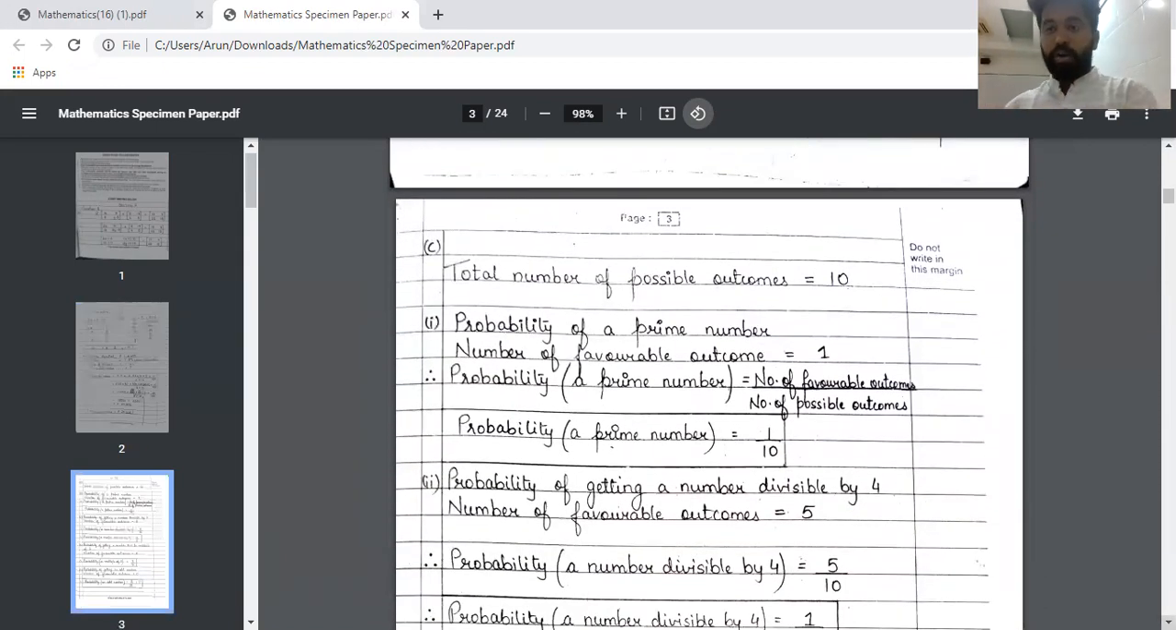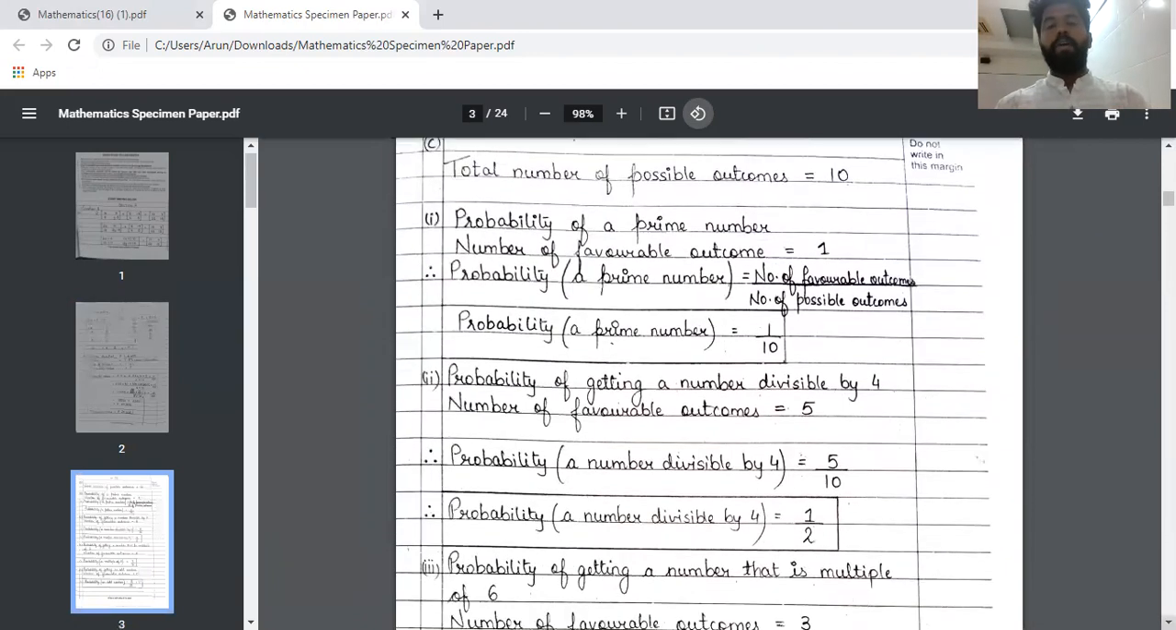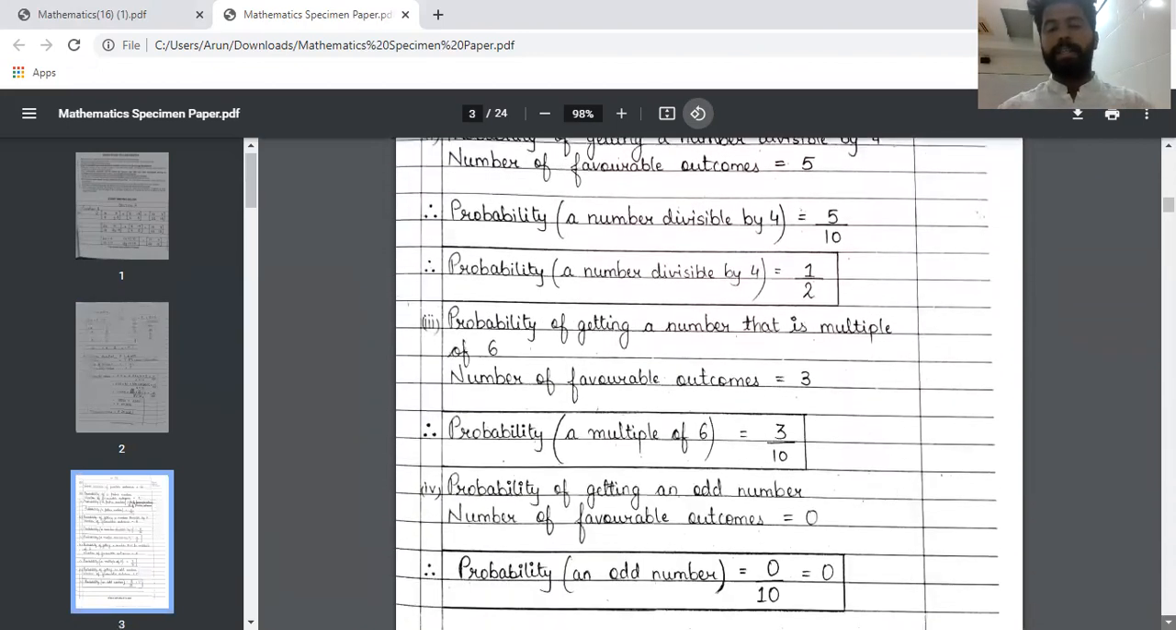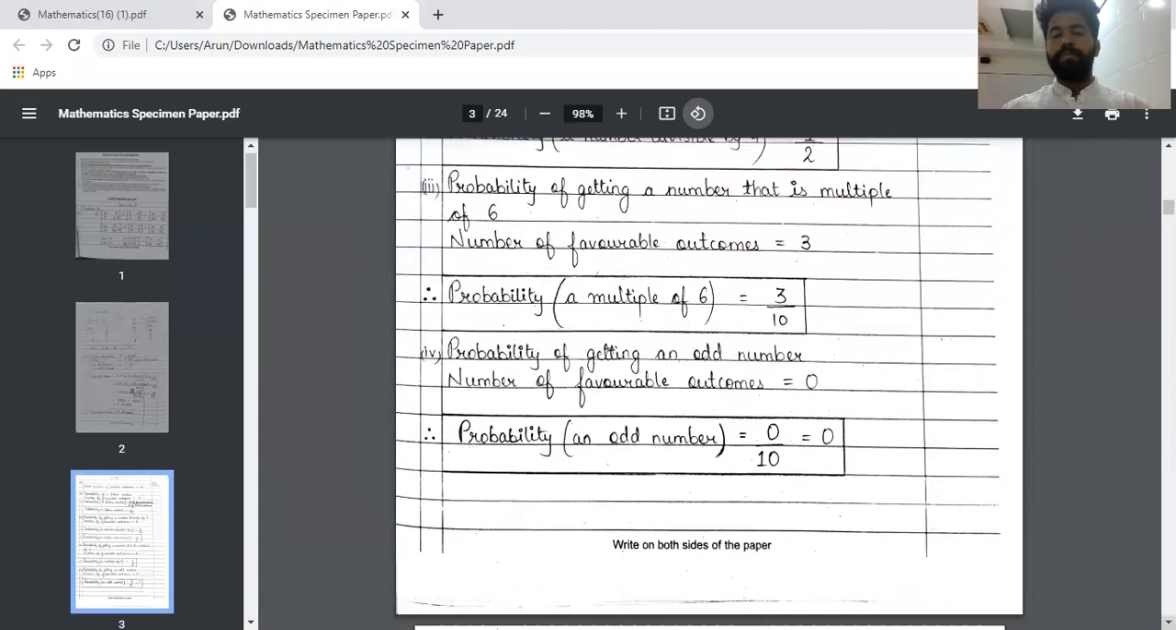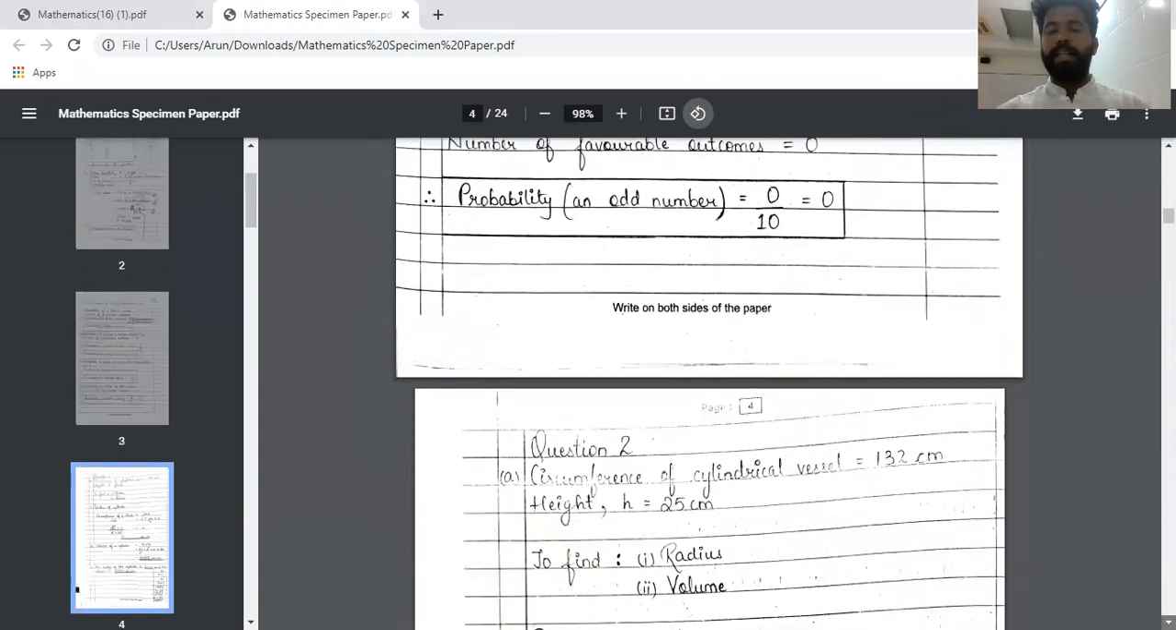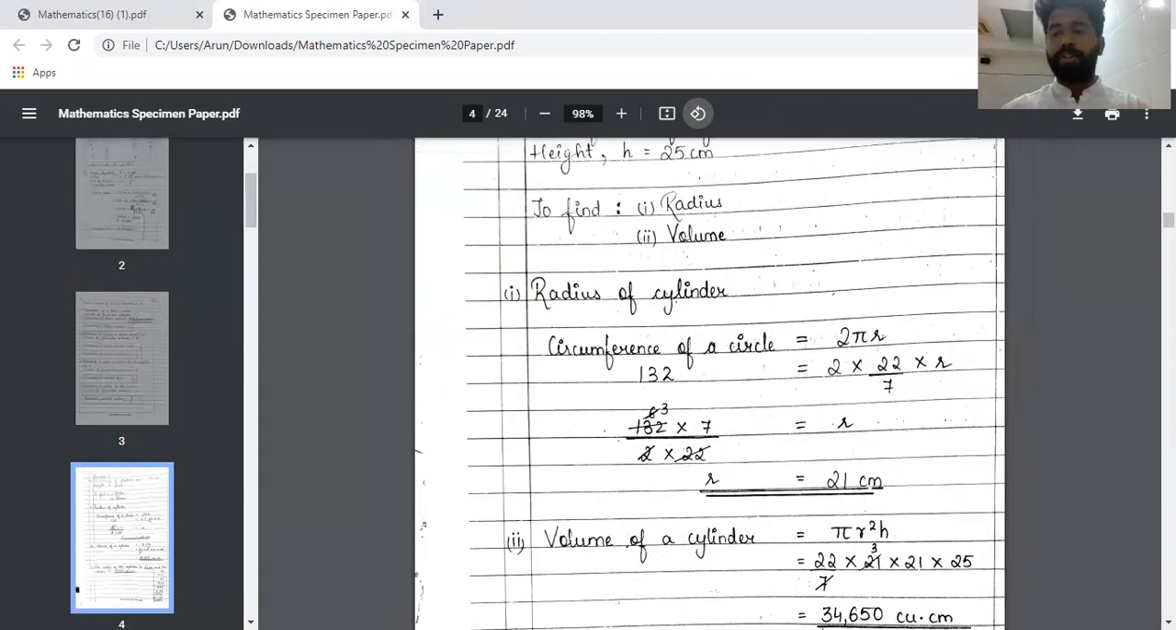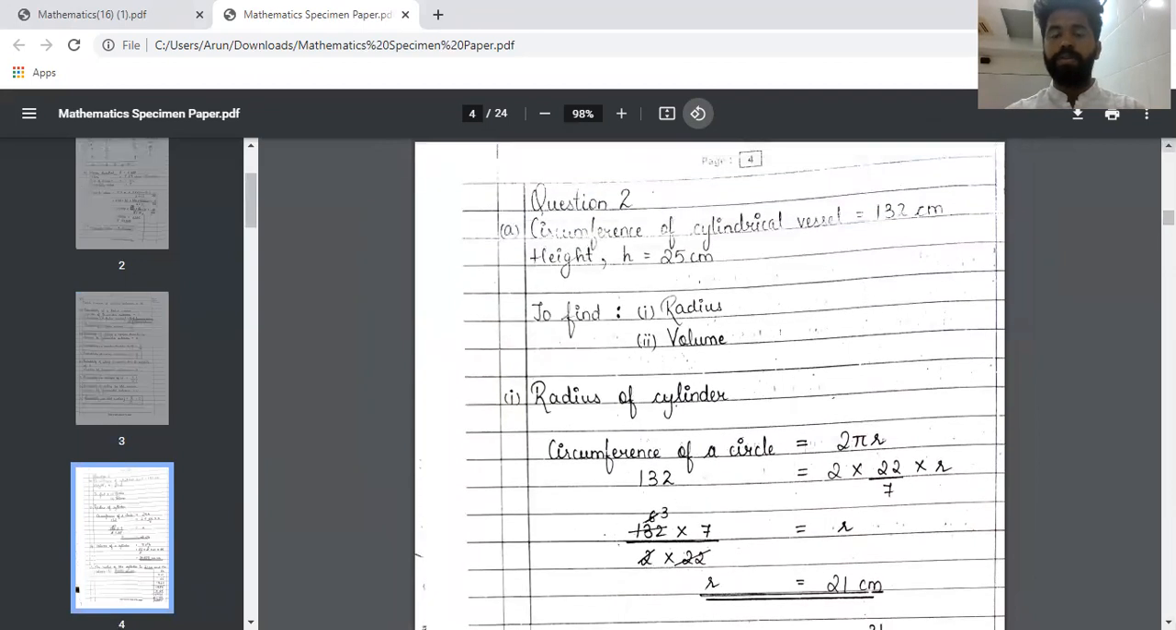Next question was from probability. Again, सबसे पहले all possible outcomes लिखे. Then for every sub question, they wrote the number of favorable outcomes. Then the probability of an event is number of favorable outcomes upon number of possible outcomes. वो apply करके तीनों parts का answer लेके आ गए.